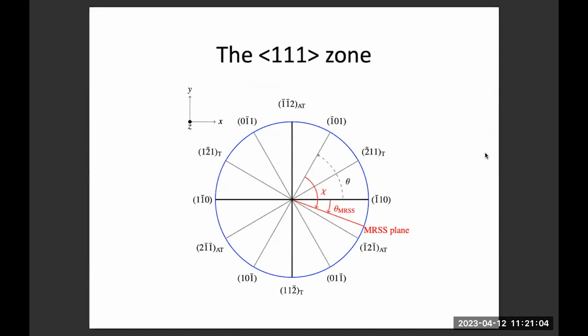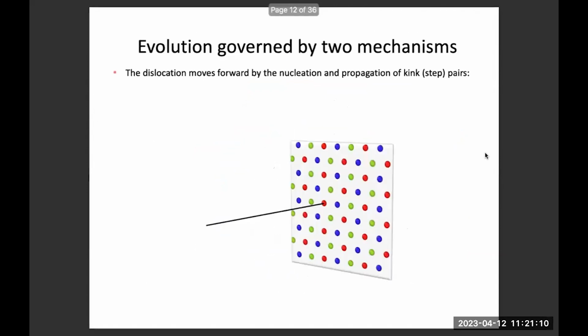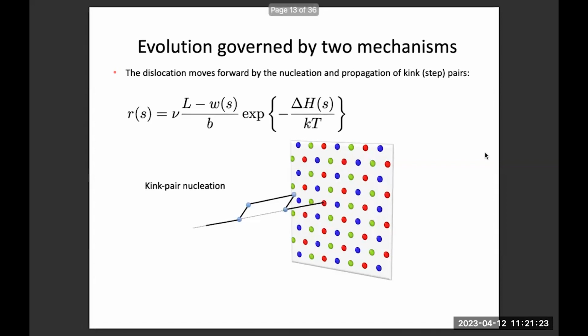The Burgers vector is always 1, 1, 1. And this is the 1, 1, 1 zone. So this is a very good slide. The evolution is governed by two mechanisms. One, the dislocation moves forward by the nucleation and propagation of kinks. So this is the kink pair nucleation. We have edge parts and screw parts.